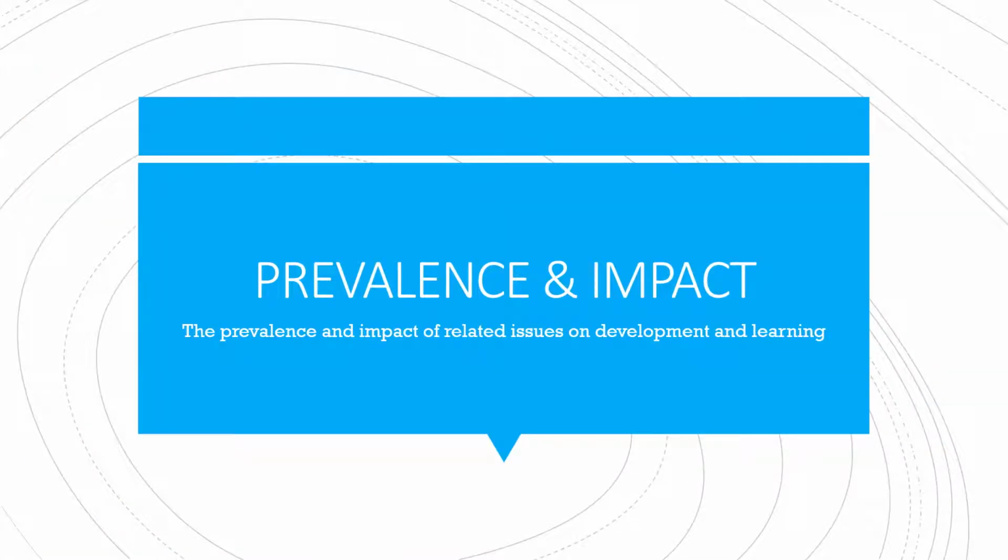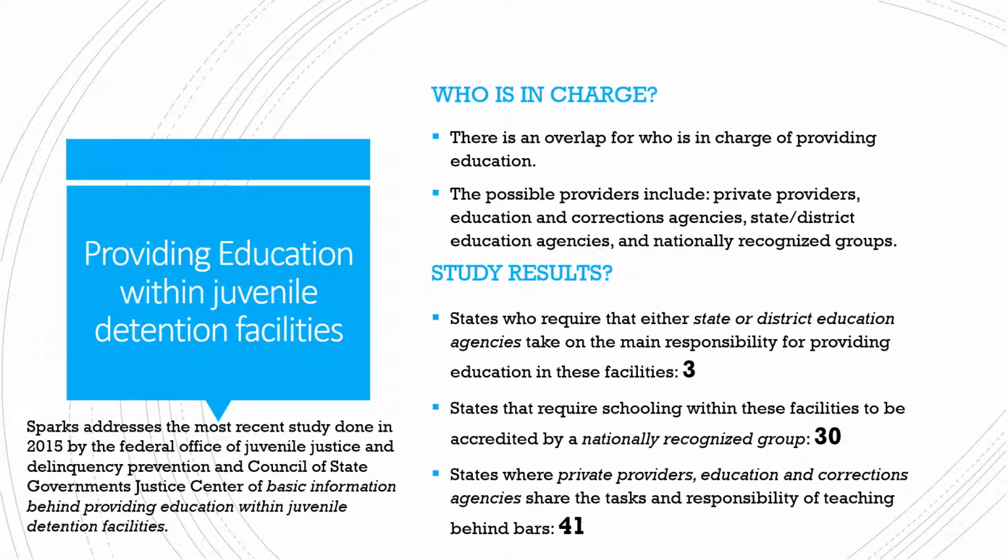Now we will go into the prevalence and impact of related issues on development and learning. So here we have some information on providing education within juvenile detention facilities, such as who is in charge when it comes to this. Also, we have some study results that were done by the Federal Office of Juvenile Justice and Delinquency Prevention. And these results show the states and who is in charge for them. So whether that is state or district education agencies, a nationally recognized group, or private providers, education and corrections agencies that share the task and responsibilities of teaching behind bars.